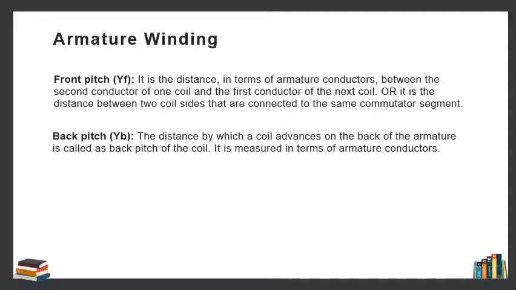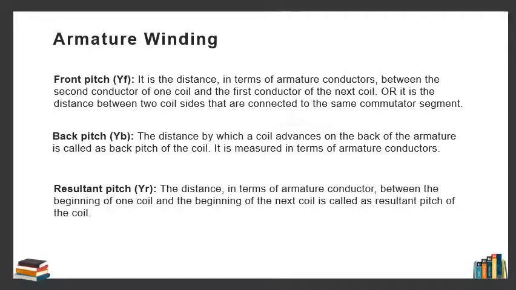Next is back pitch, represented by YB. The distance by which a coil advances on the back of the armature is called the back pitch of the coil. It is measured in terms of armature conductors. Next is resultant pitch, represented by YR. The distance in terms of armature conductors between the beginning of one coil and the beginning of the next coil is called the resultant pitch of the coil.